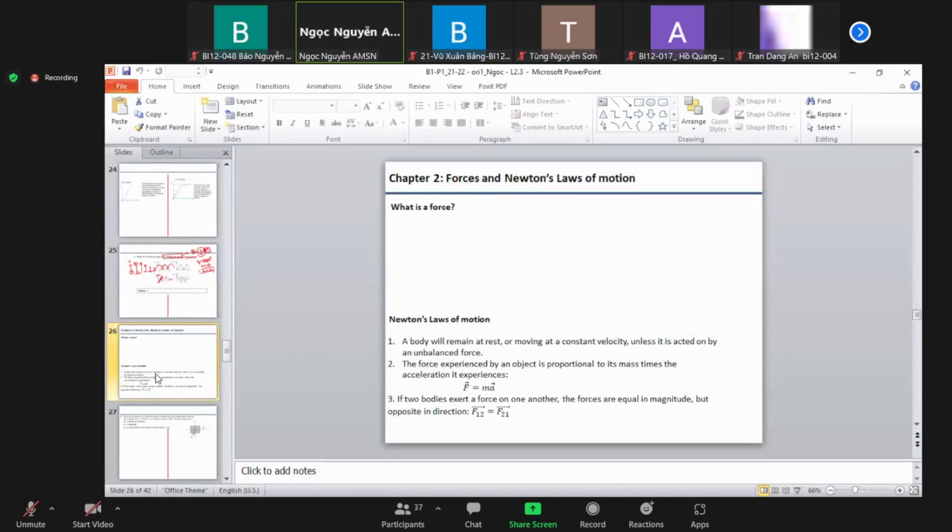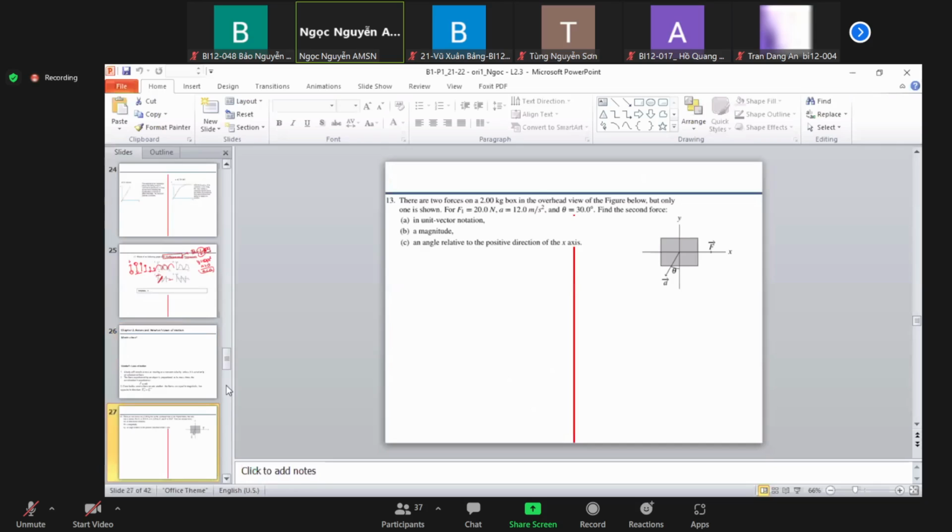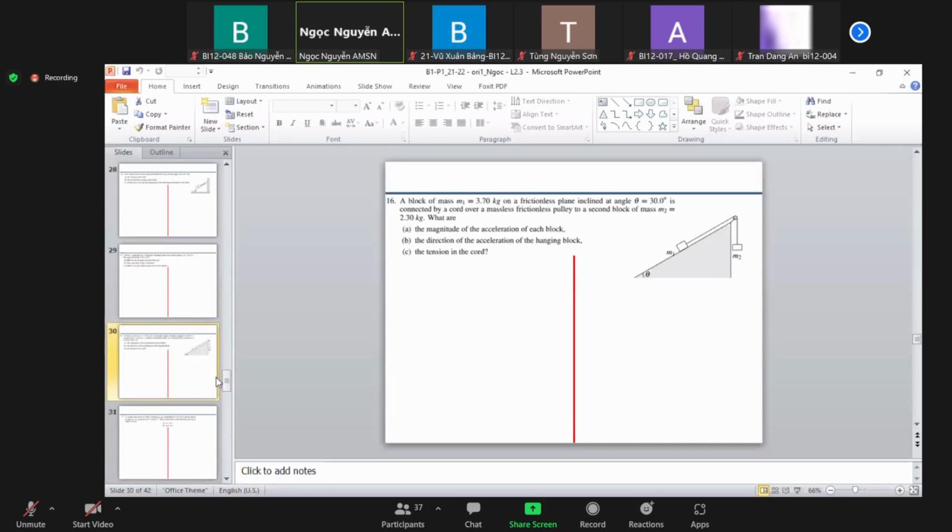These laws of motion from Newton, okay? And we solve some problems to practice this, okay? For such kinds of problems, you have to follow 3 steps, okay? I hope you still remember.